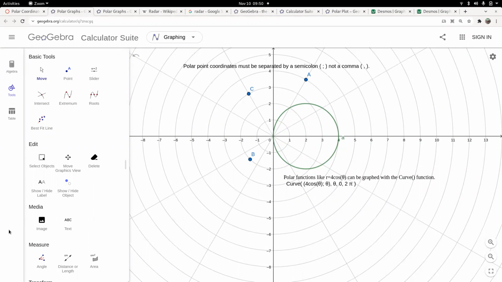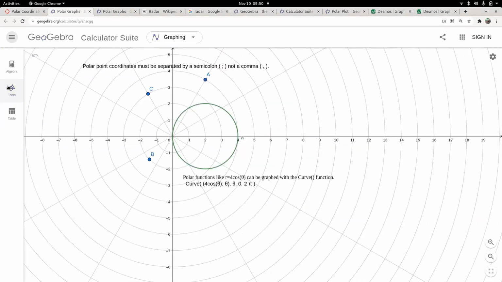And the tools are highlighted right now. So if I just click that, they'll slide out of the way. And I gave you a couple of notes on how to work with GeoGebra. So polar point coordinates must be separated by a semicolon. So for this to be a polar point, and I can see it's on the radius 4 here, and then I can see that angle looks to be, this is about pi over 6 here, that's pi over 3.